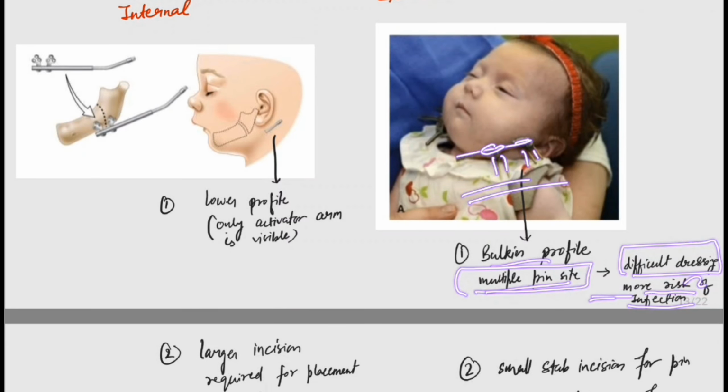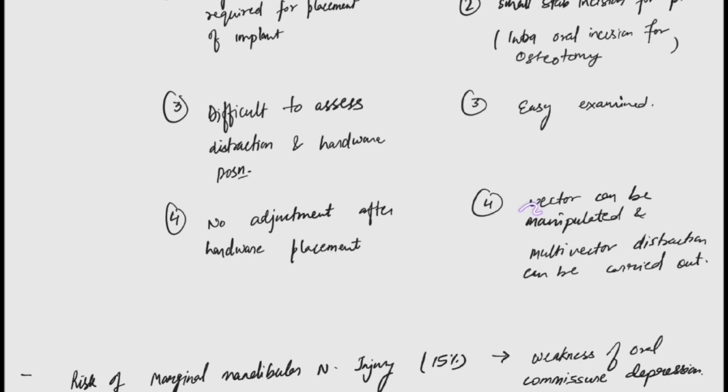For internal hardware, we have to go for a large incision for the placement of the implant. But in case of external hardware, only small stab incisions are sufficient. We can even do the osteotomy by intraoral incision. In internal hardware, it is difficult to assess the distraction and hardware position. But in external hardware, it is very easy. There is no adjustment possible after the hardware placement. But in case of external hardware, we can change the vector and multi-vector distraction can also be applied.